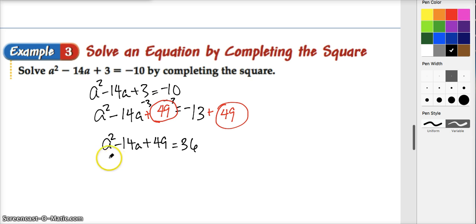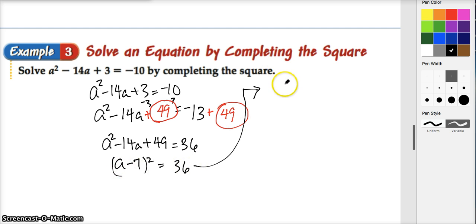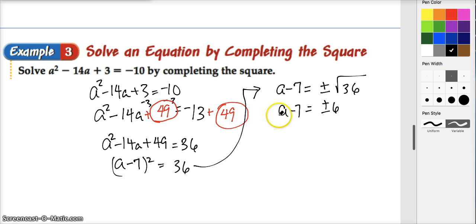And so now I can write this in its factored form. It's a minus 7 quantity squared. And you guys see what we have, a very easy way to solve an equation. We take the square root of both sides, and we get a minus 7 is equal to plus or minus the square root of 36. We know that the square root of 36 is 6, so I can write this as plus or minus 6. Now I'm going to finish up our problem. A minus 7 is equal to plus or minus 6. Solve for a by moving that 7 over to the other side. That's adding 7 to both sides. And so my two answers are 7 plus 6, which is 13, and 7 minus 6, which is 1.